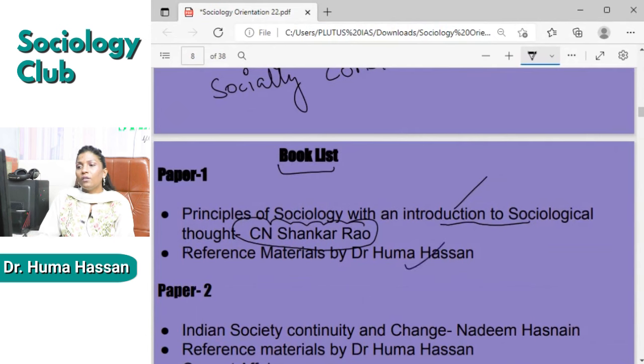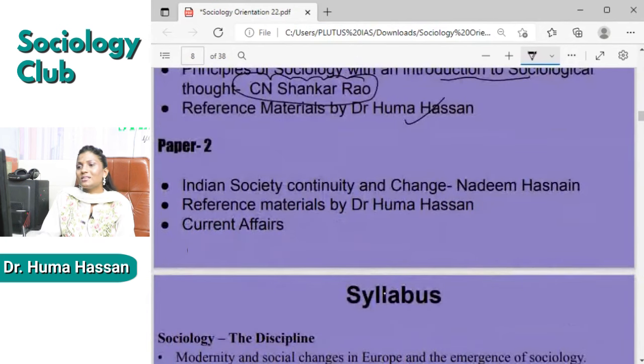And then we have another book, so two books. Here you can just take one book, Indian Society: Continuity and Change, by Nadeem Hasnain. And again, reference material. So what is the reference material which I give?